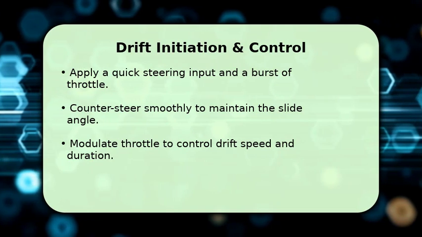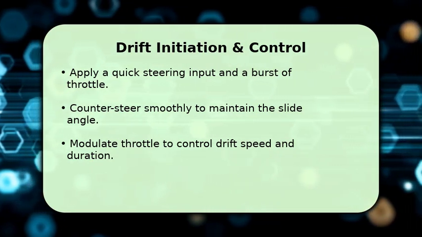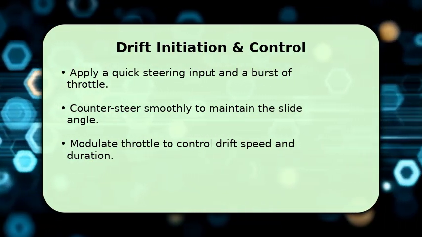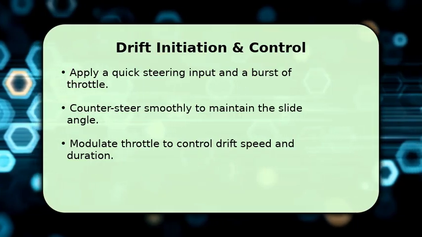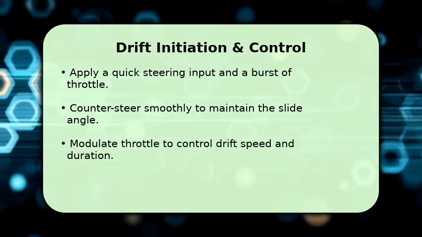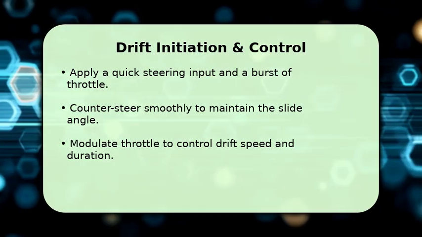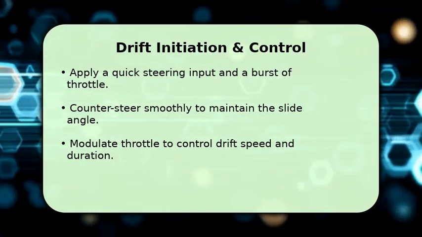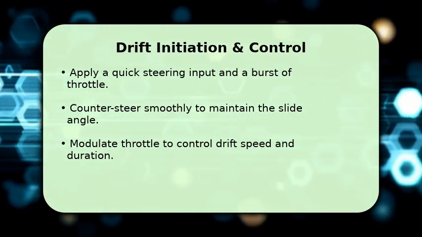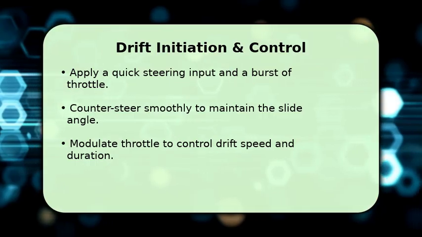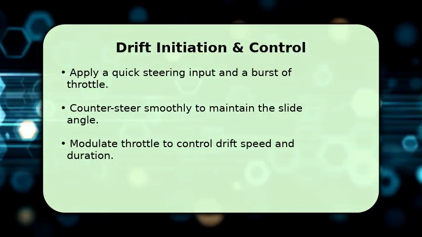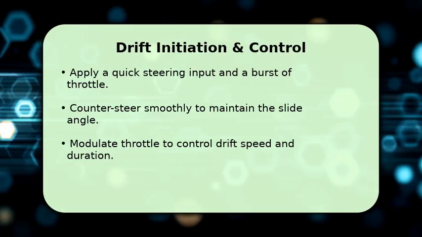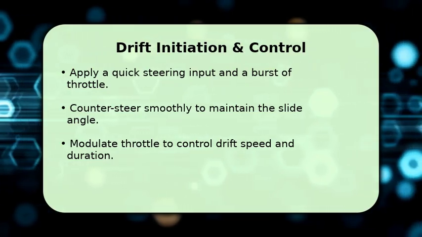Initiating a drift involves a combination of steering and throttle. As you enter a corner, give a quick, sharp steering input, then immediately apply a strong burst of throttle. The rear of the car will break loose. Now, quickly counter-steer in the opposite direction to catch the slide. Use the throttle to control the angle and speed of your drift. Smooth inputs are key to a graceful and controlled slide.